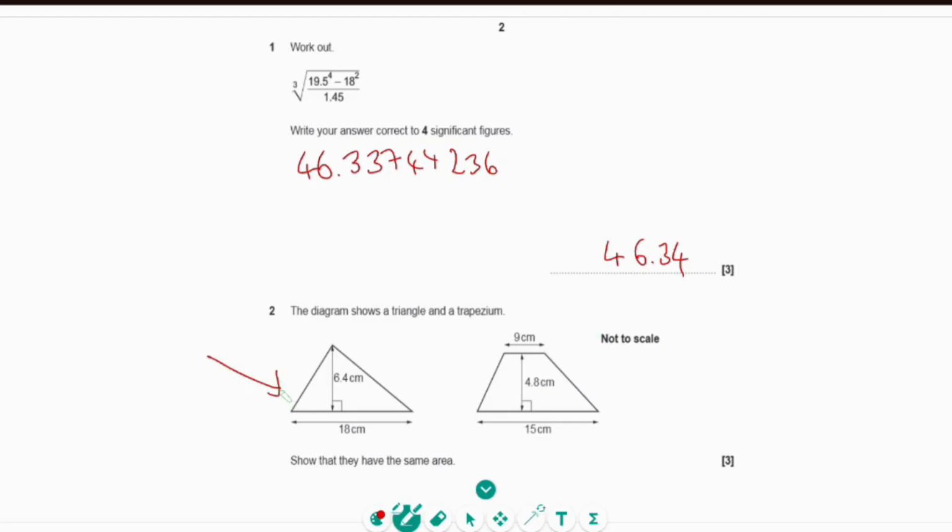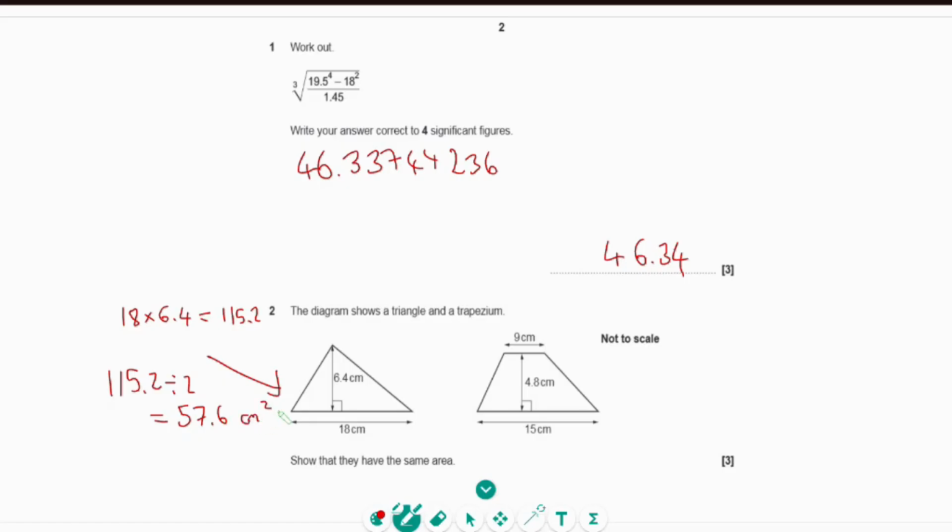The diagram shows a triangle and a trapezium. Show they have the same area. How would you find the area of a triangle? Half base times height, or base times height divided by 2. So base times height is 115.2, and then divide this answer by 2: 57.6.